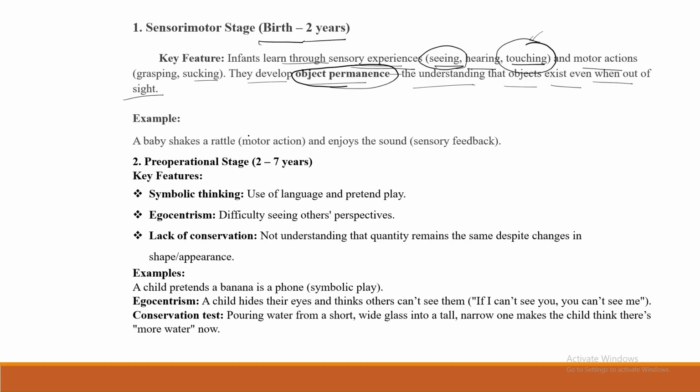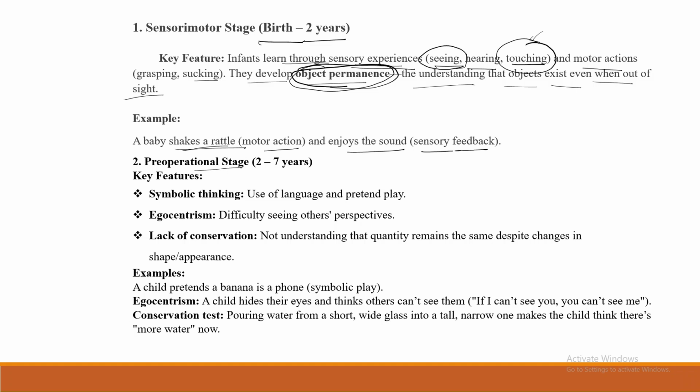Example, a baby shakes a rattle, a motor action, and enjoys the sound. See, baby toys make a sound, he hears the sound and enjoys that sound. That is called sensory feedback. That shakes a rattle. Next, remember object permanence, I will explain it in subsequent slides.